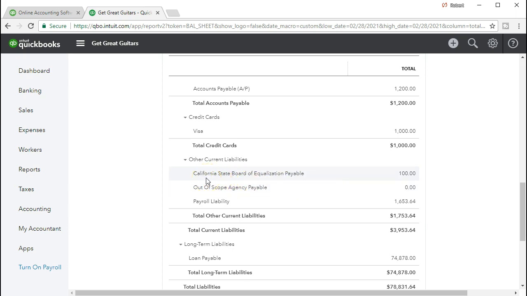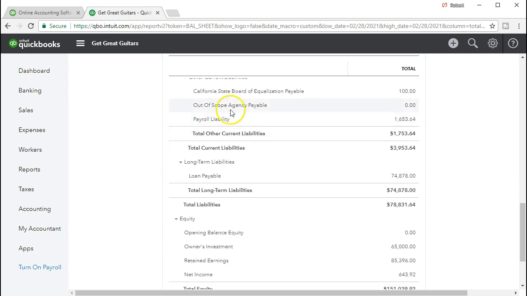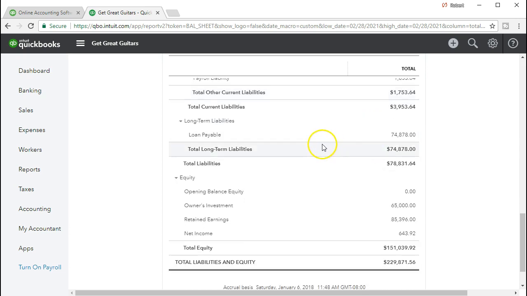So if we were to adjust the financials and report this to someone, we might just call that something like sales tax payable, some type of payable such as that. Out of scope agency payable, again, it's a zero here, so we may not put anything there. We've got the payroll liability amount here, so that's how much is owed for the payroll liabilities, typically much of it being payroll taxes that we owe, that we've either taken from the employee and or our portion of the payroll taxes that we owe to the state.